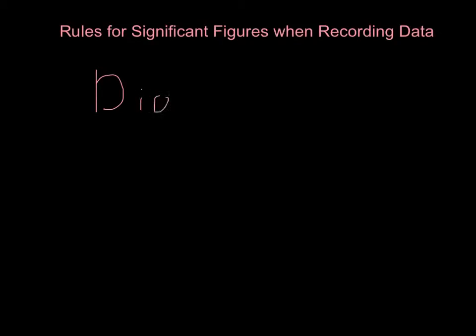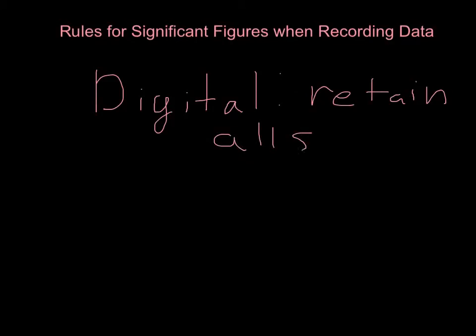If you have a digital instrument, what you do, with the reading that you have, is retain all sig figs. So basically, whatever number of digits, whatever number of significant figures the reading is on your digital display, that is the reading that you record for your data, which you will use later on.